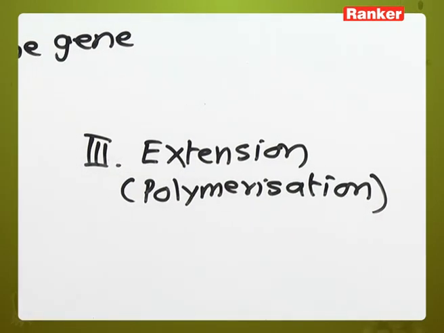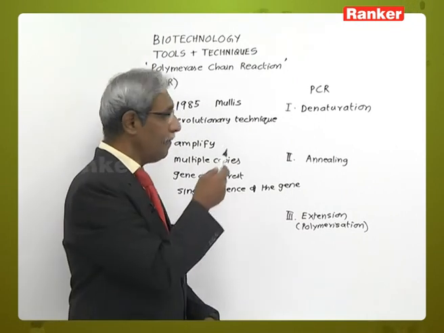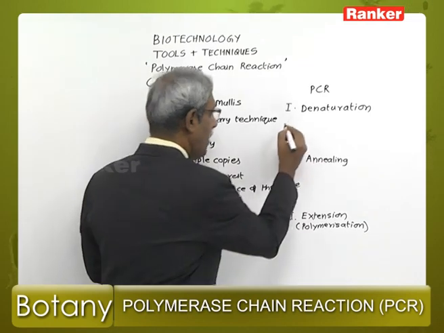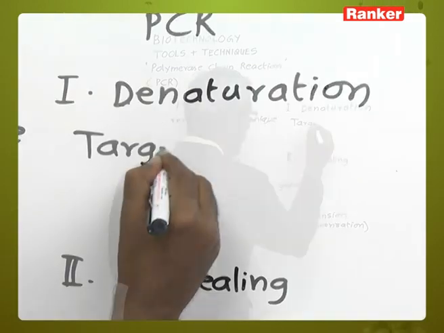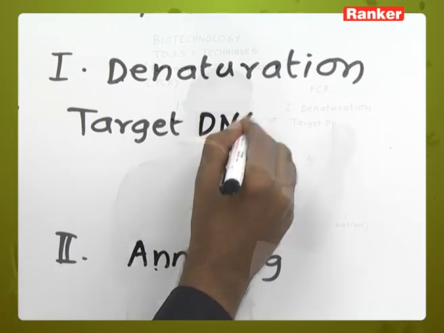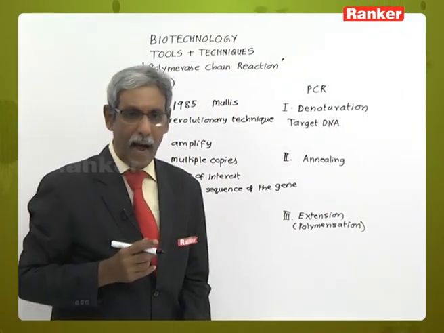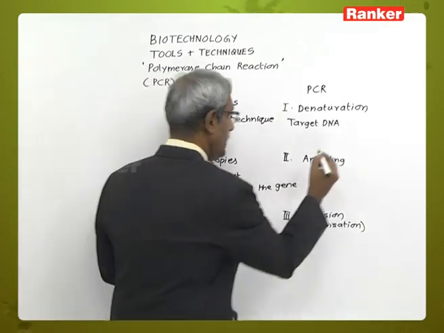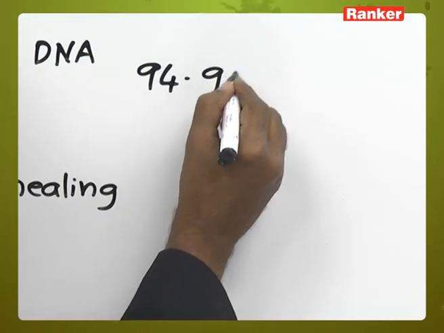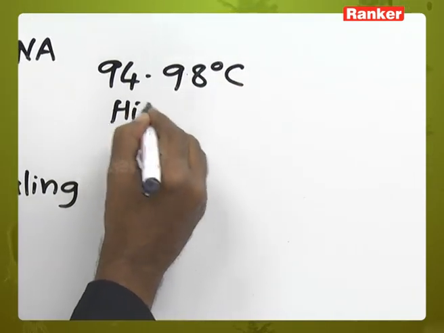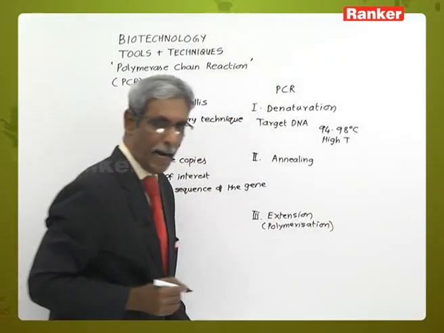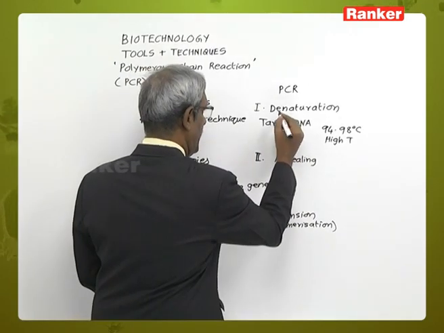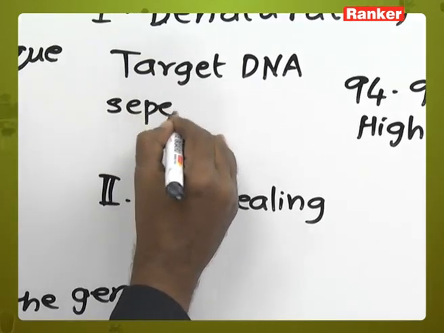as extension or polymerization. Now we are into first, what is the meaning of the term denaturation of the DNA? That is, we have your target DNA, and at a very high temperature of 94 to 98 degrees centigrade, at a high temperature we would be separating both the strands of the DNA. So in denaturation there is separation of the 2 strands of the DNA.